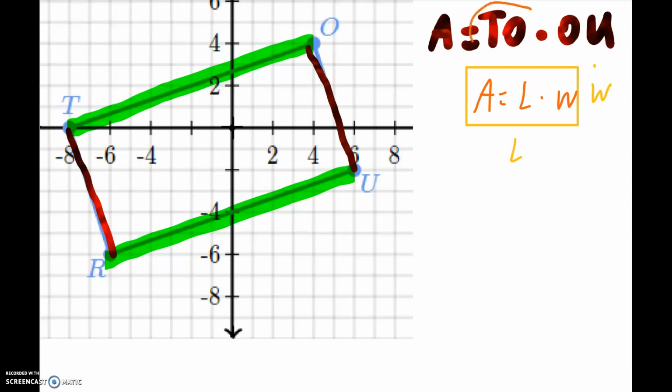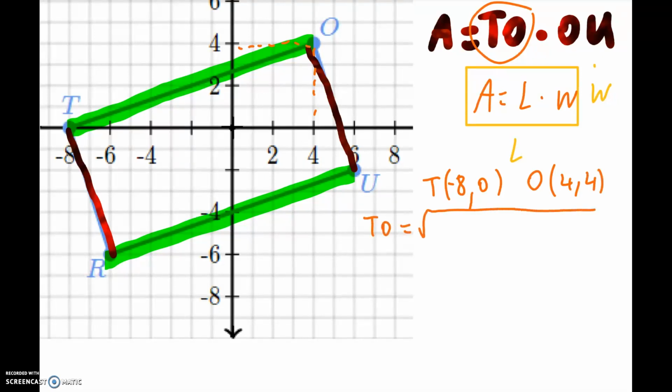Let's find TO together. To find TO, let's find the coordinates of point T. Point T is on the x-axis. X coordinate is -8 and y coordinate is 0. On the other hand, point O is right here. X coordinate is 4 and y coordinate of point O is 4. All right, so TO from the distance formula equals a big square root.